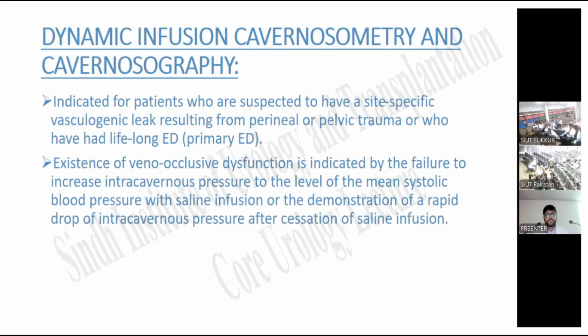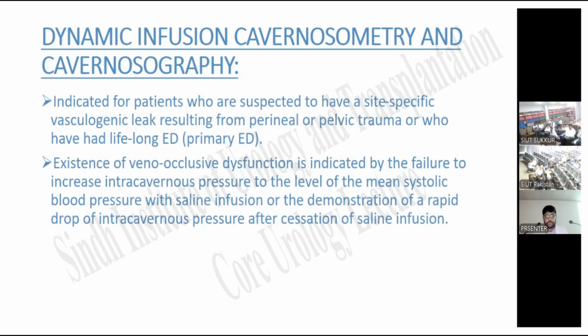Dynamic infusion cavernosometry and cavernosography is indicated for patients who are suspected to have a site-specific vasculogenic leak resulting from perineal or pelvic trauma, or who have had lifelong erectile dysfunction, primary erectile dysfunction. Existence of veno-occlusive dysfunction is indicated by the failure to increase intracavernous pressure to the level of the mean systolic blood pressure with saline infusion, or the demonstration of a rapid drop of intracavernous pressure after cessation of saline infusion.